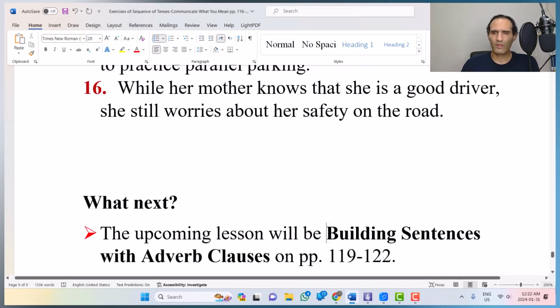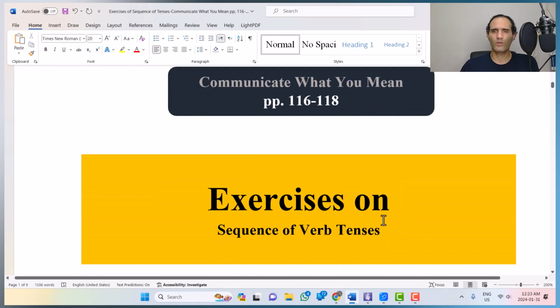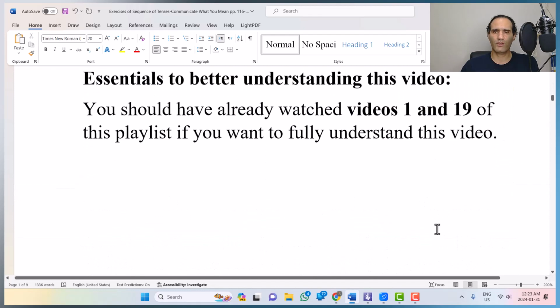What comes next will be building sentences with adverb clauses on pages 119 to 122, and then pages 122, 123, and 124, very beautiful reduction of adverb clauses, especially needed for advanced language learners, those who are aiming a high IELTS or TOEFL score or any other standardized test which they are going to take. So, as a quick review of this unit, today we mainly focused on sequence of verb tenses and also adverb clauses. There were some exercises on them.